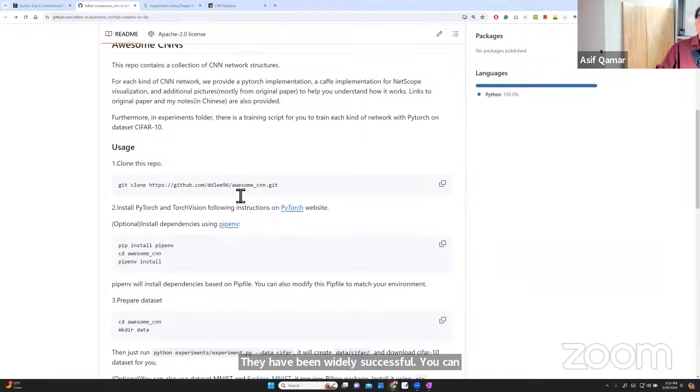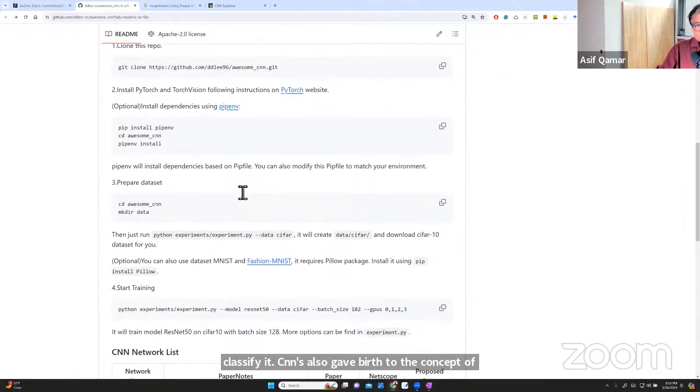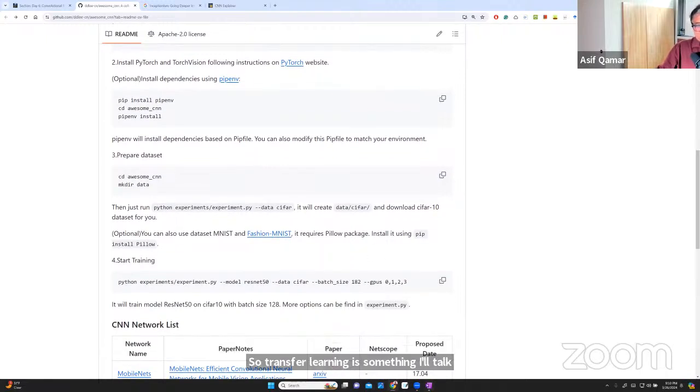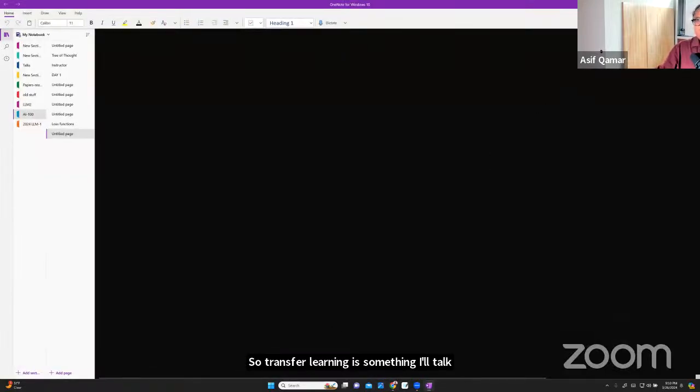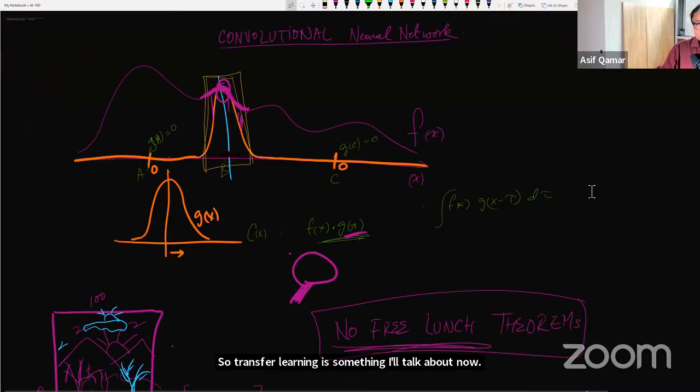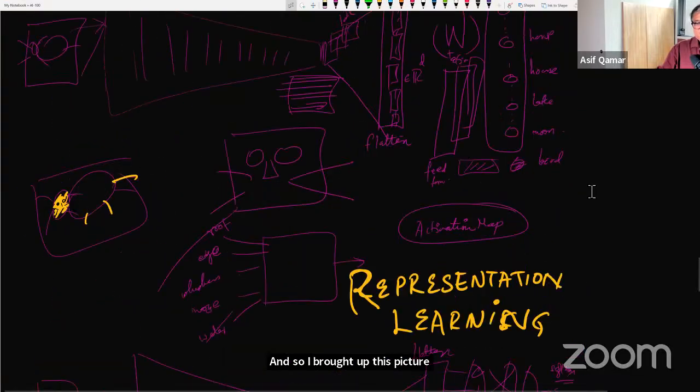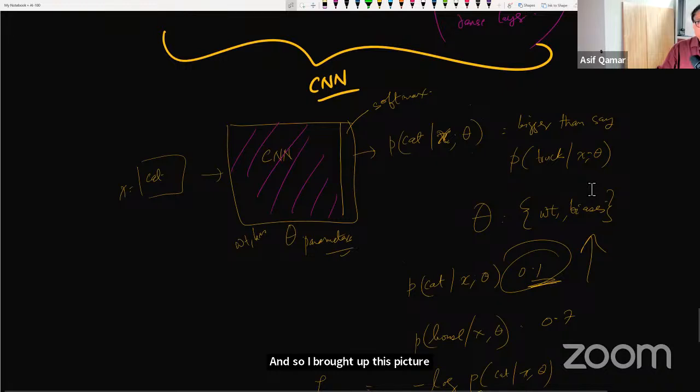CNNs also gave birth to the concept of transfer learning. So transfer learning is something I'll talk about now. And so I brought up this picture. So suppose you trained a network on 1,000 types, 1,000 classes, right? Or 1 million classes and so forth, ImageNet and so forth.